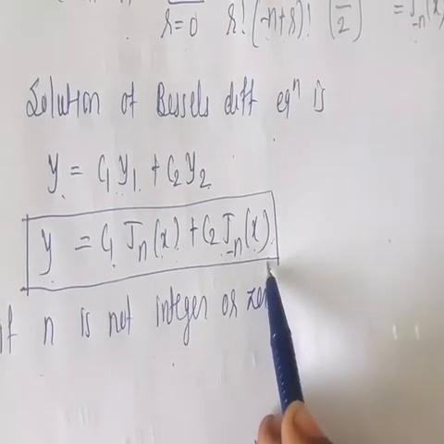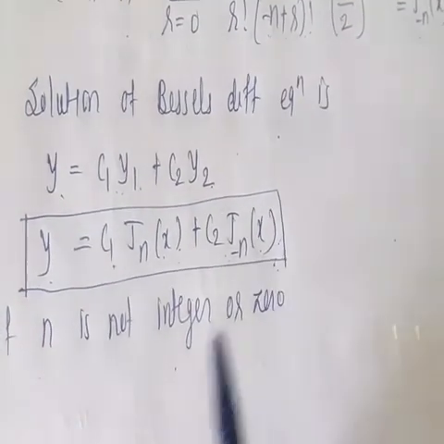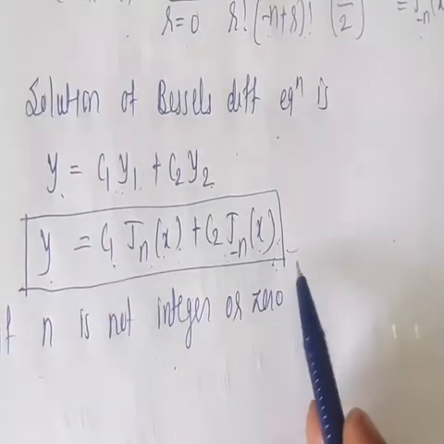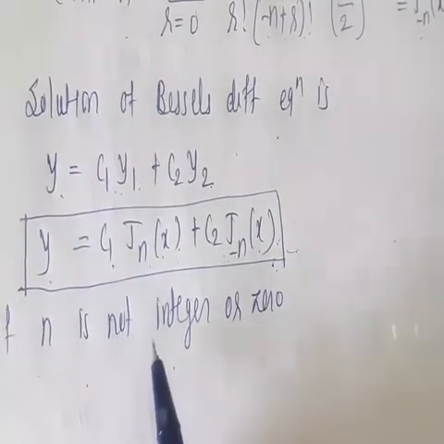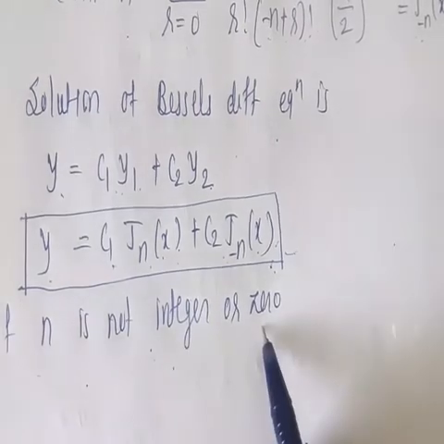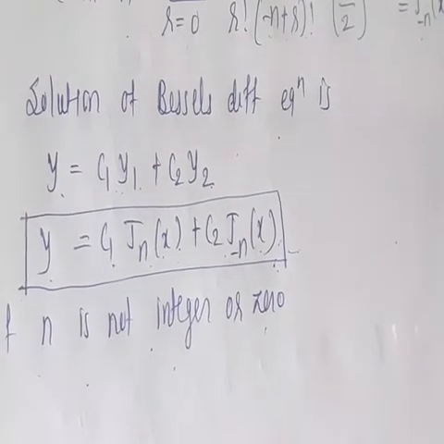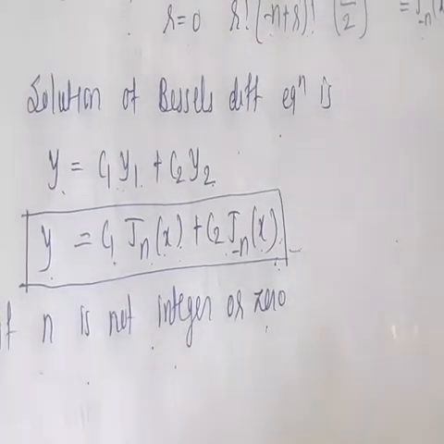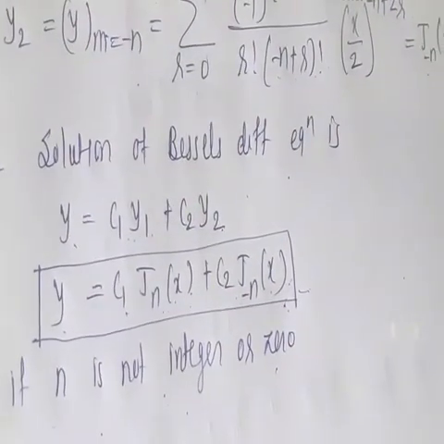But we know that Frobenius method has 4 cases. So this n, we are considering this solution for n which is not differing by an integer or n is not equal to 0. So this is the case for n. So this is the solution of Bessel's differential equation.